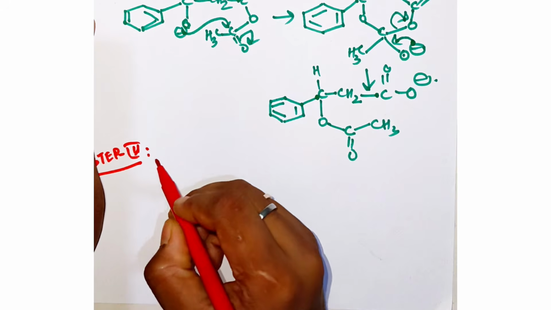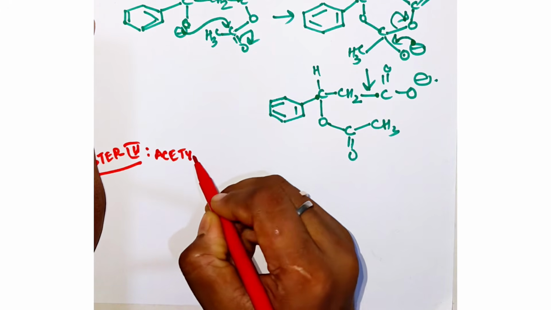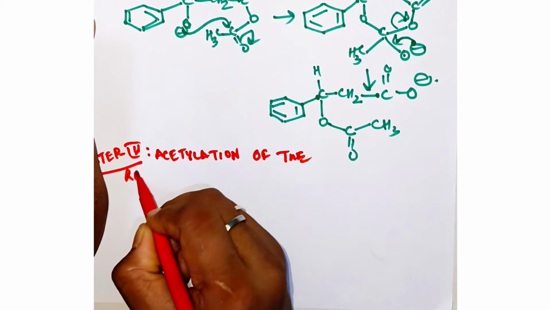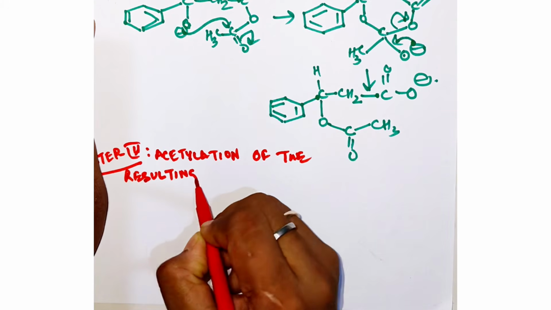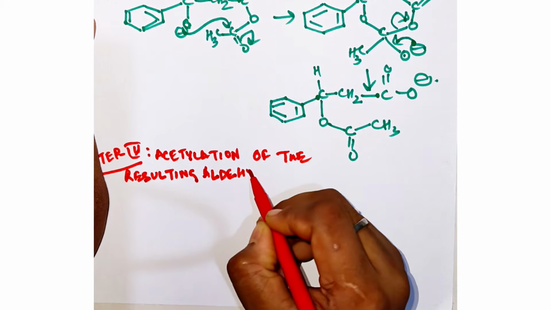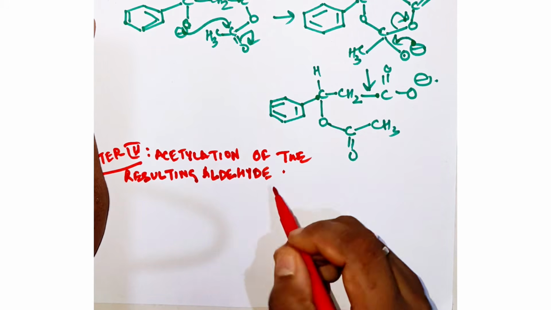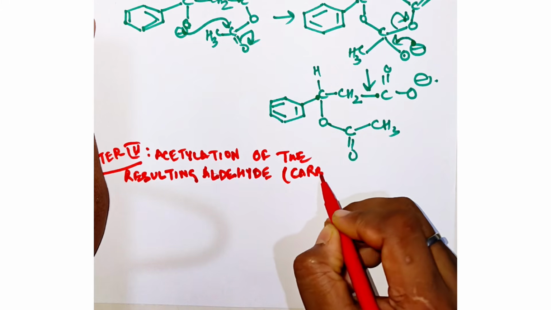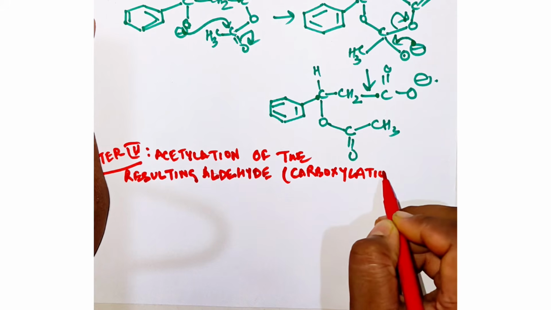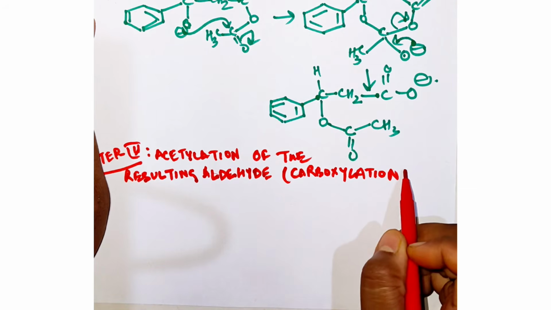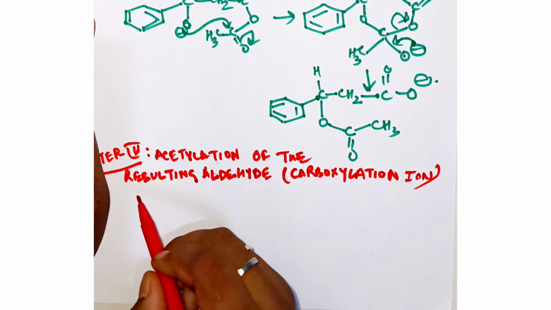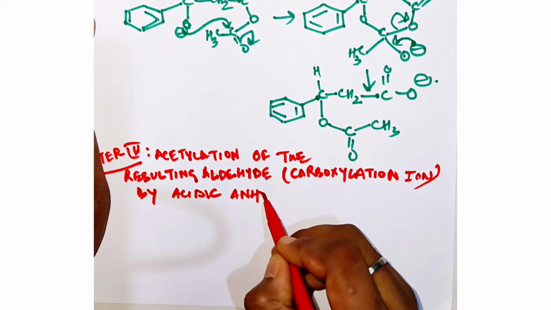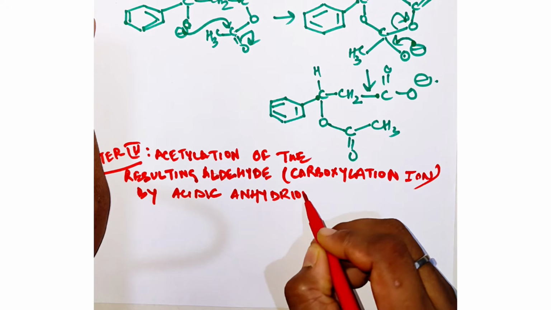Step 4 is the acetylation of the resulting aldehyde. Acetylation of the resulting aldehyde, or you can say carboxylate ion. It is an ion now, a carboxylate ion, by acetic anhydride and hydride.